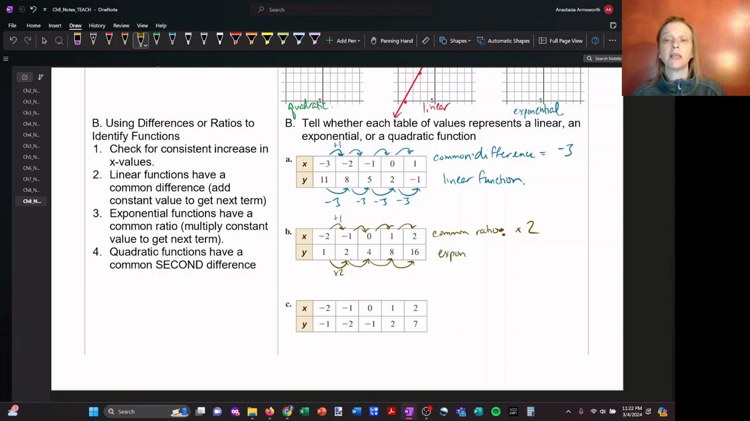If you're consistently multiplying by the same value, that does give you a common ratio, which lets you know that you have an exponential function.